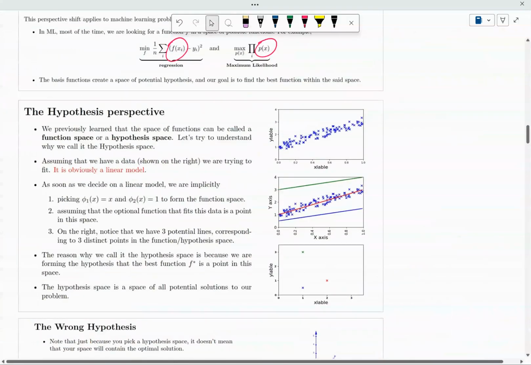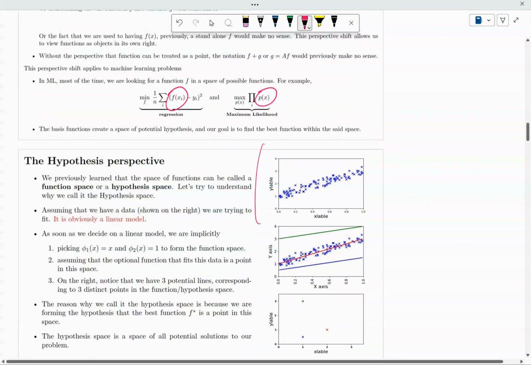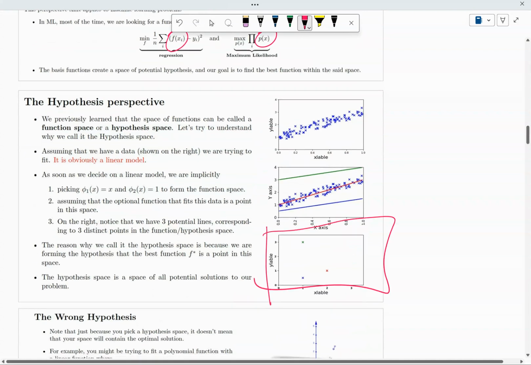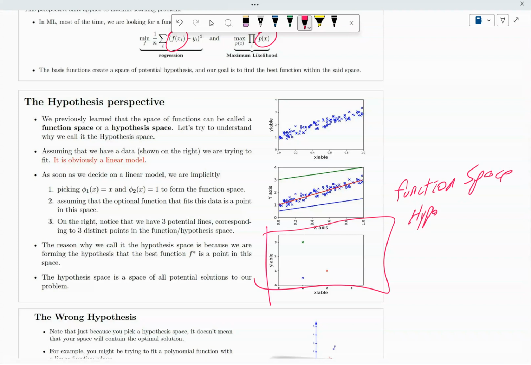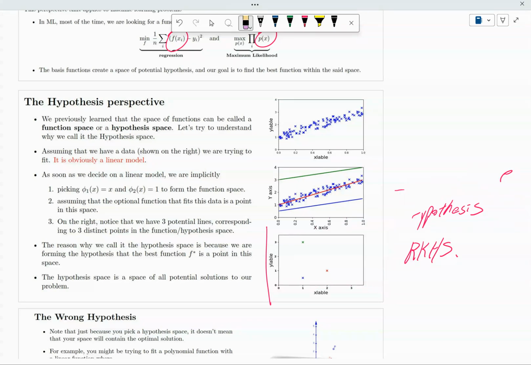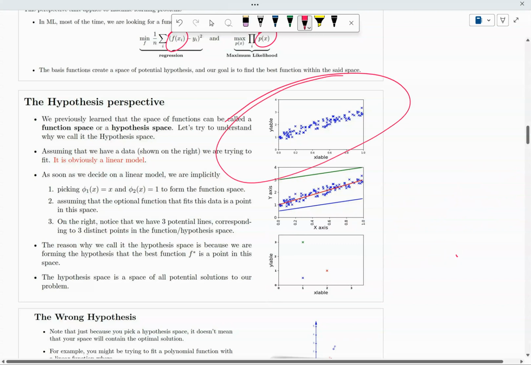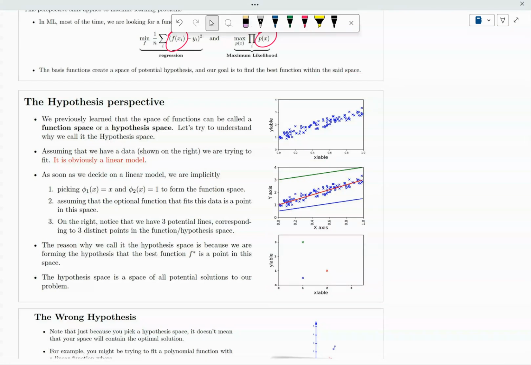Okay, so hypothesis. Remember the different names: I can define the function space, so I call it function space, hypothesis space, hypothesis, as well as RKHS. So what does it mean when I call it a hypothesis space? Why is it a hypothesis? Well, what's happening in machine learning? Let's say we have this data set. It obviously should be a line, and this means that if we pick the hypothesis of a line, there are many different possible lines. This is a possible one. This is another one. This is another. There are essentially infinite possible lines which you can pick.